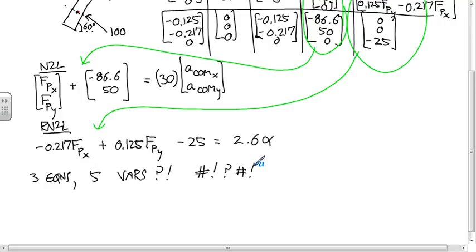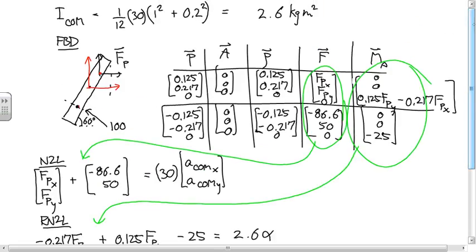Okay, so what do we have to do? I mean, it's really the same thing we always have to do when we have more variables than equations. We have to come up with some kind of geometric constraint. So what else do we know that isn't appearing in this yet? Yeah, that's right. That's how we're going to get it.